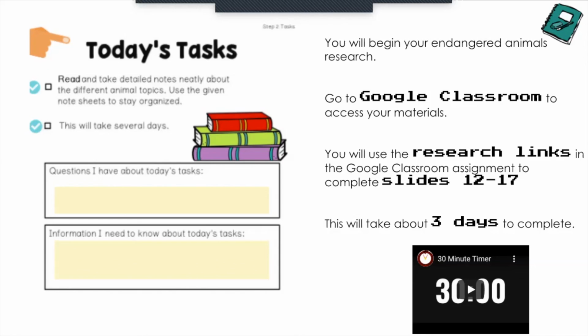Today's task, read and take detailed notes neatly about the different animals. Use the given note sheets in the Google Classroom slides to stay organized. And again, this will take several days. Go ahead and set the classroom timer for 30 minutes. When everyone is ready, start the timer, pause this video, and when the timer is up, hit play to continue.